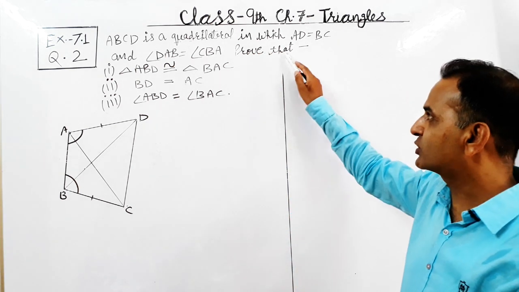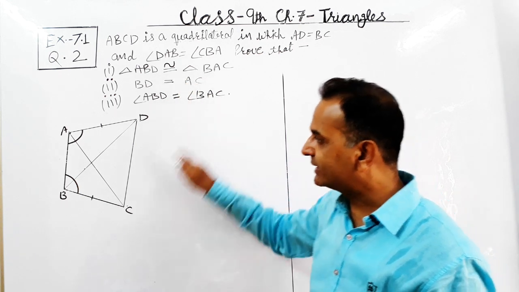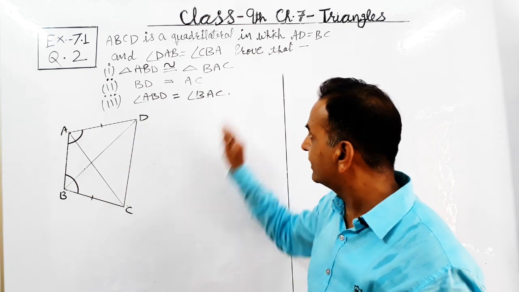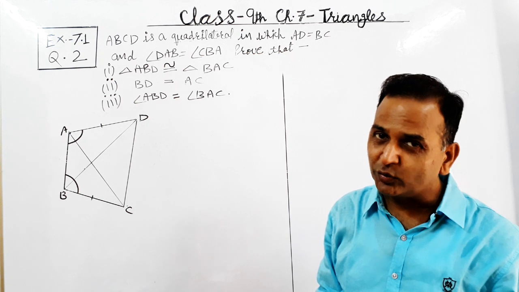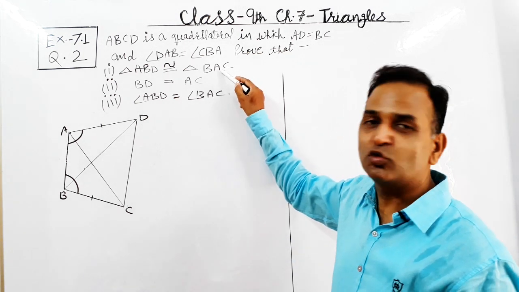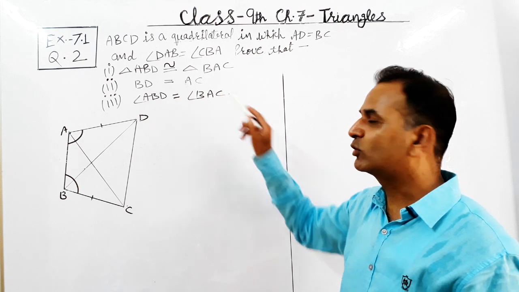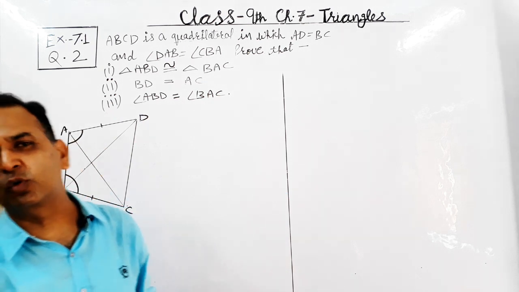And what we have to prove is that triangle ABD is congruent to triangle BAC. Triangle ABD, this small triangle, and triangle BAC, this one, are congruent to each other. And after proving these two triangles congruent, BD equals AC and angle ABD equals angle BAC, the corresponding parts of these two triangles, can be proved very well.